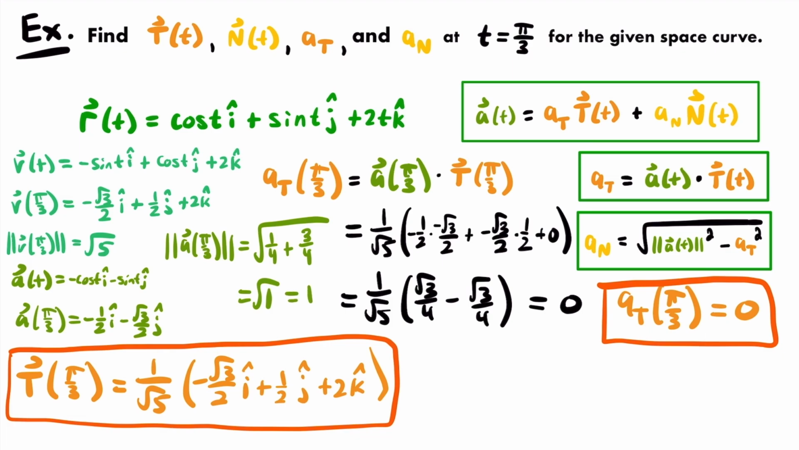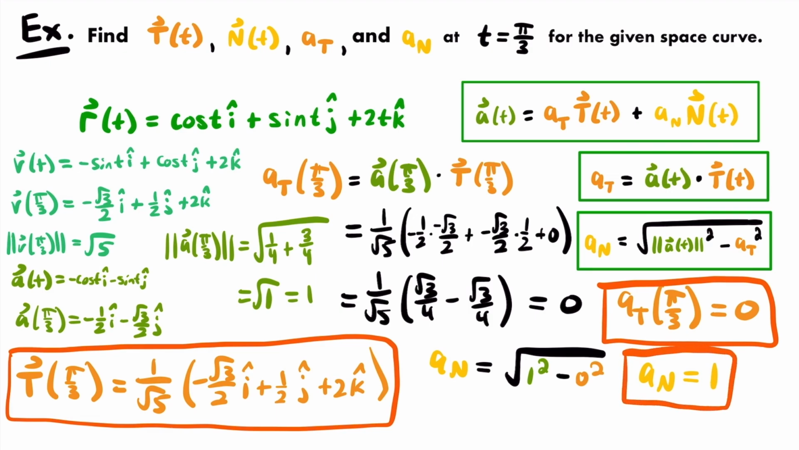So for the normal component of acceleration, we get that it's equal to the square root of 1 squared minus 0 squared, right? The magnitude of the acceleration squared, so we have 1 squared minus a sub t squared, which is 0. So we have 0 squared. 1 squared is 1, 0 squared is 0, 1 minus 0 is 1, the square root of 1 is 1. So we find that a sub n is equal to 1. That is the normal component of acceleration.